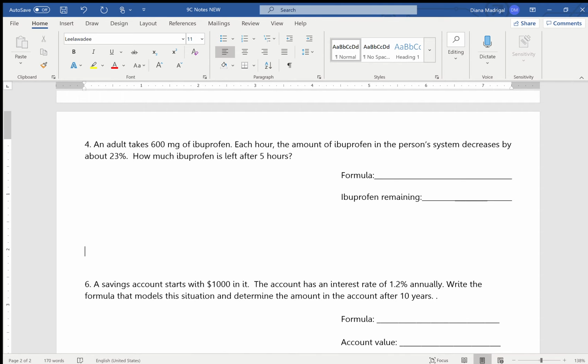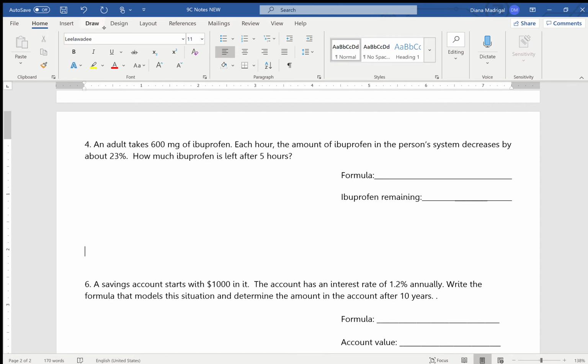It says, an adult takes 600 milligrams of ibuprofen. Each hour, the amount of ibuprofen in the person's system decreases by about 23%. How much ibuprofen is left after 5 hours? As you notice, we have to write the formula and then answer our question, which is how much ibuprofen is left after 5 hours. All right, so here we go.